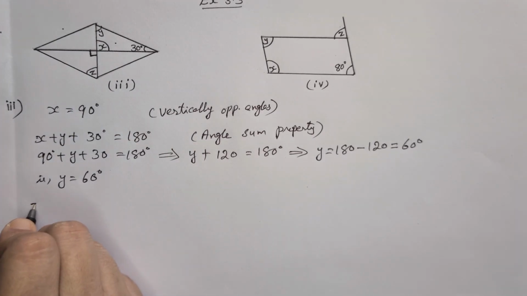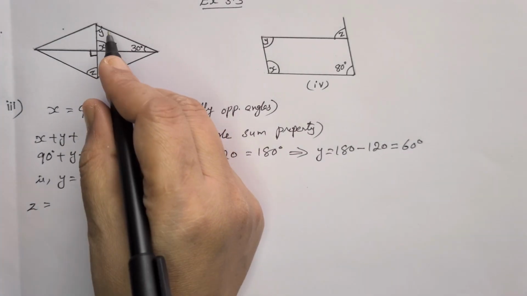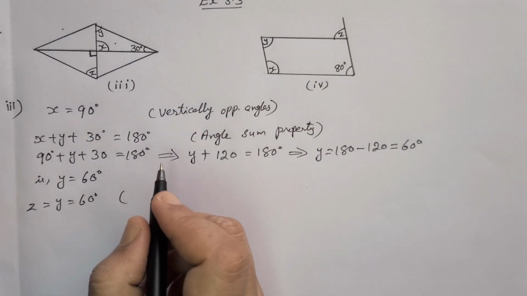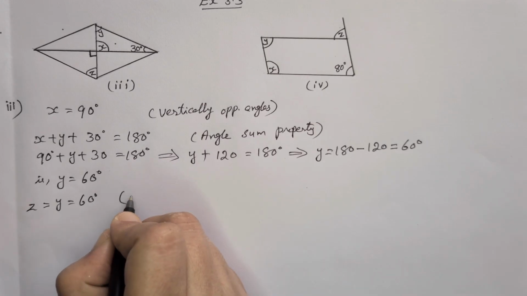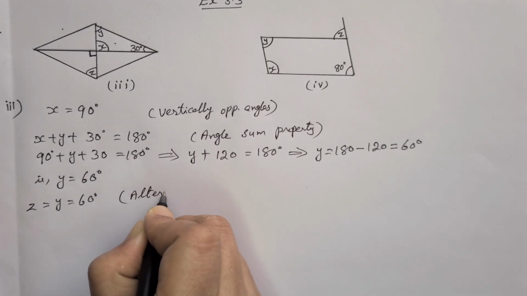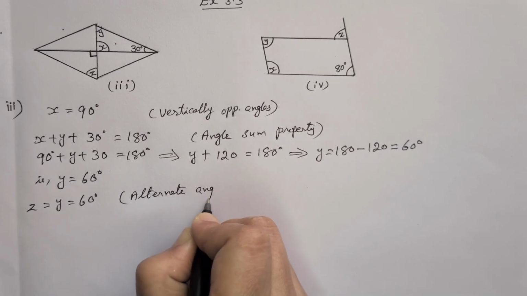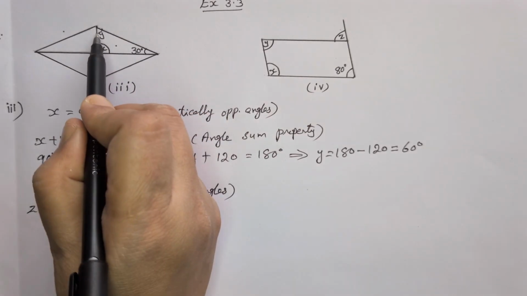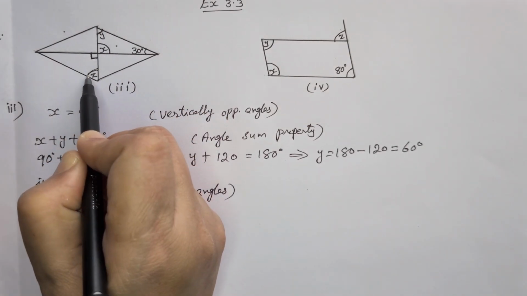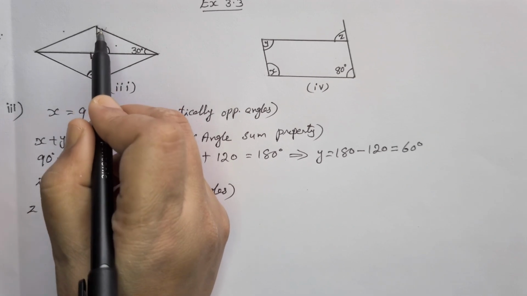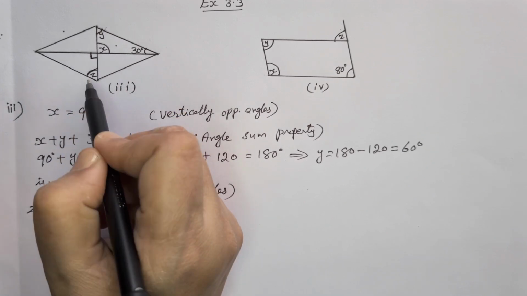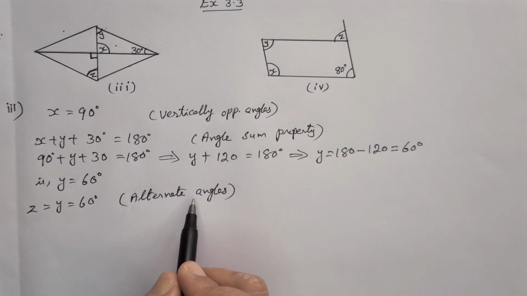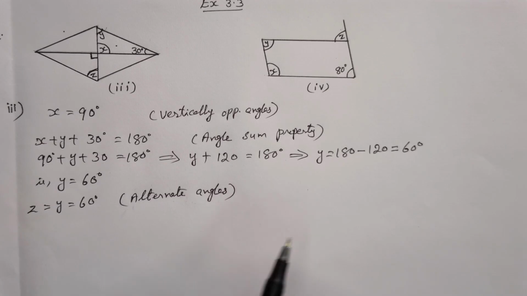Now Z is equal to same as Y. Z is equal to Y is equal to 60 degree. What is the reason? Alternate interior angles are equal, alternate angles. You can see these two lines are parallel and this is the transversal. So Y is this angle and Z is on the other side of the transversal. So alternate interior angles, and Y is equal to Z, which is equal to 60 degree. Reason is alternate interior angles are equal. So we can write alternate angles.